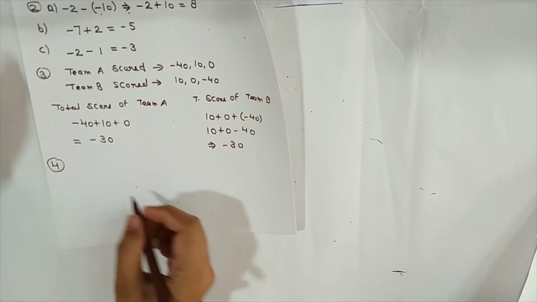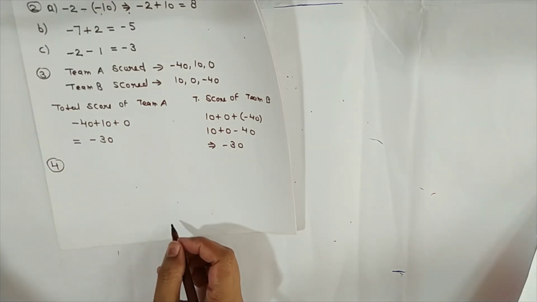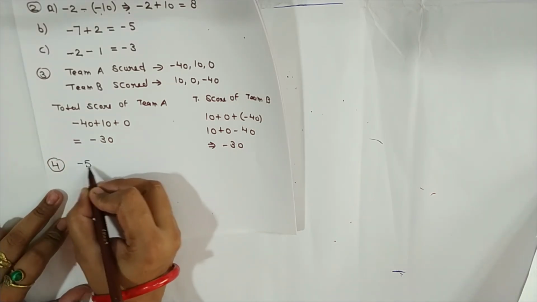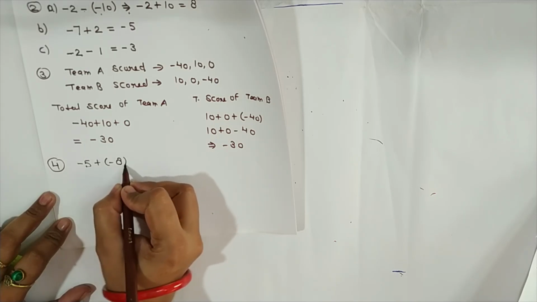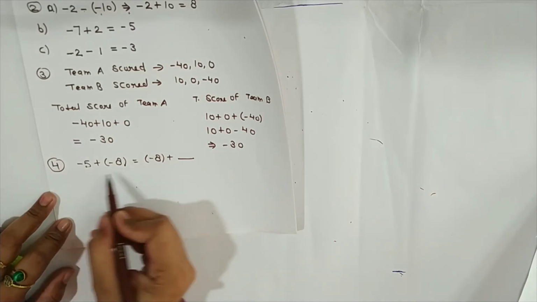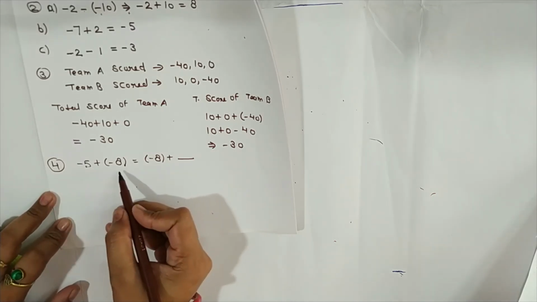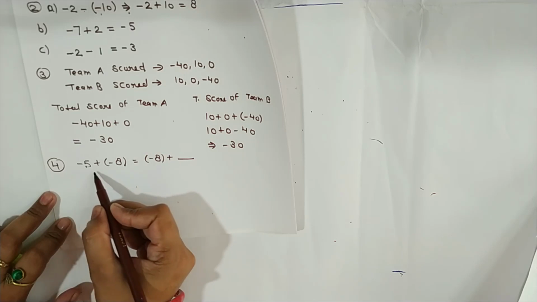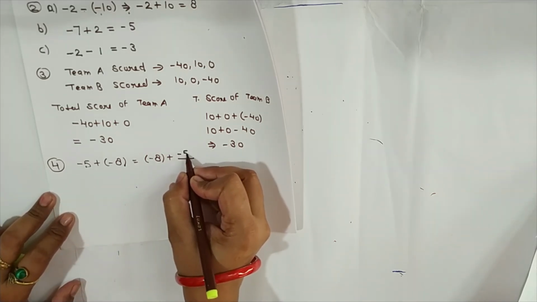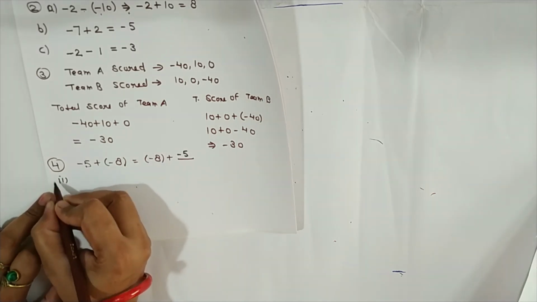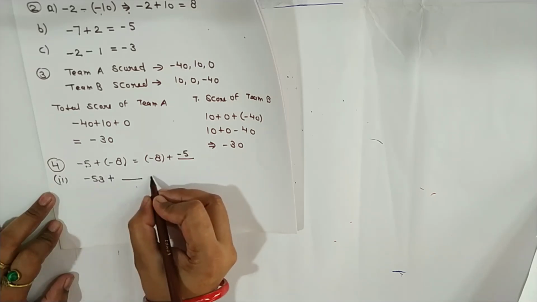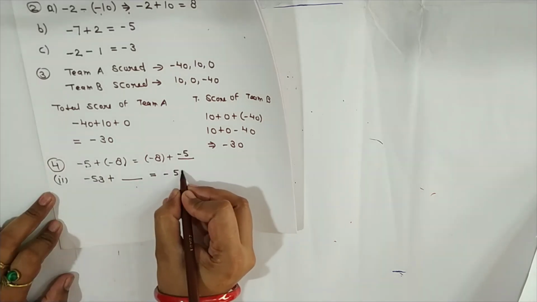Question number 4. Fill in the blanks to make the following statements true. So this is -5 plus -8, and here is -8, fill in the blanks. So you can see that this is the commutative property. Two numbers can be added in any order. So I have to write here -5. Second part, -53 plus 0. So it will be 53.